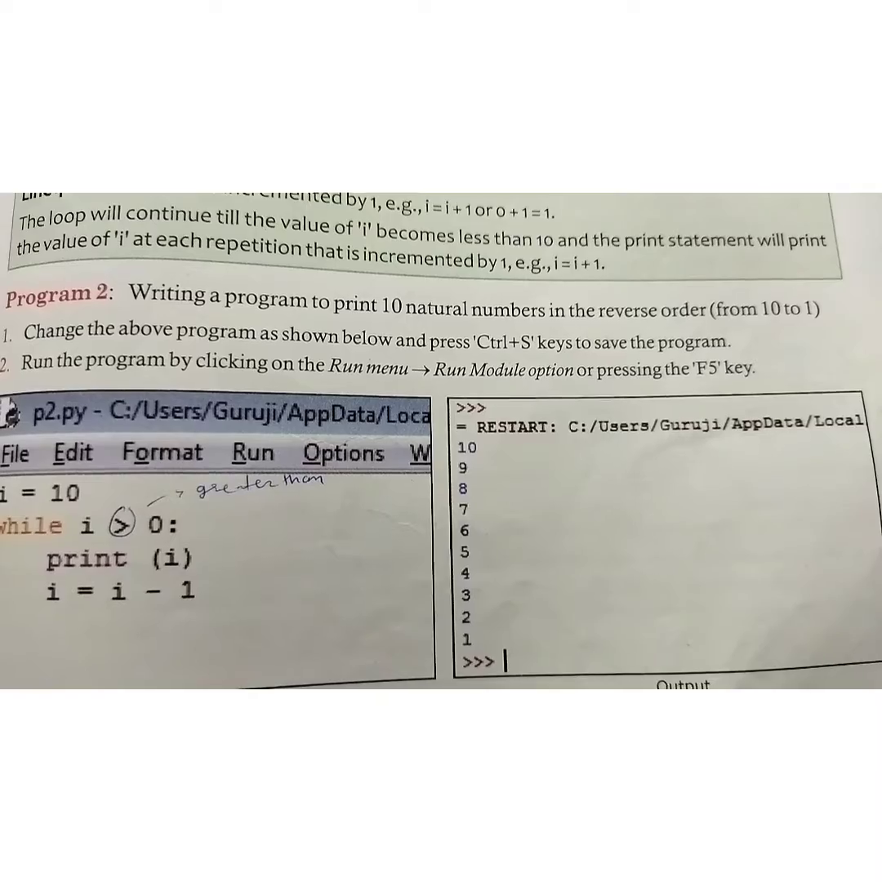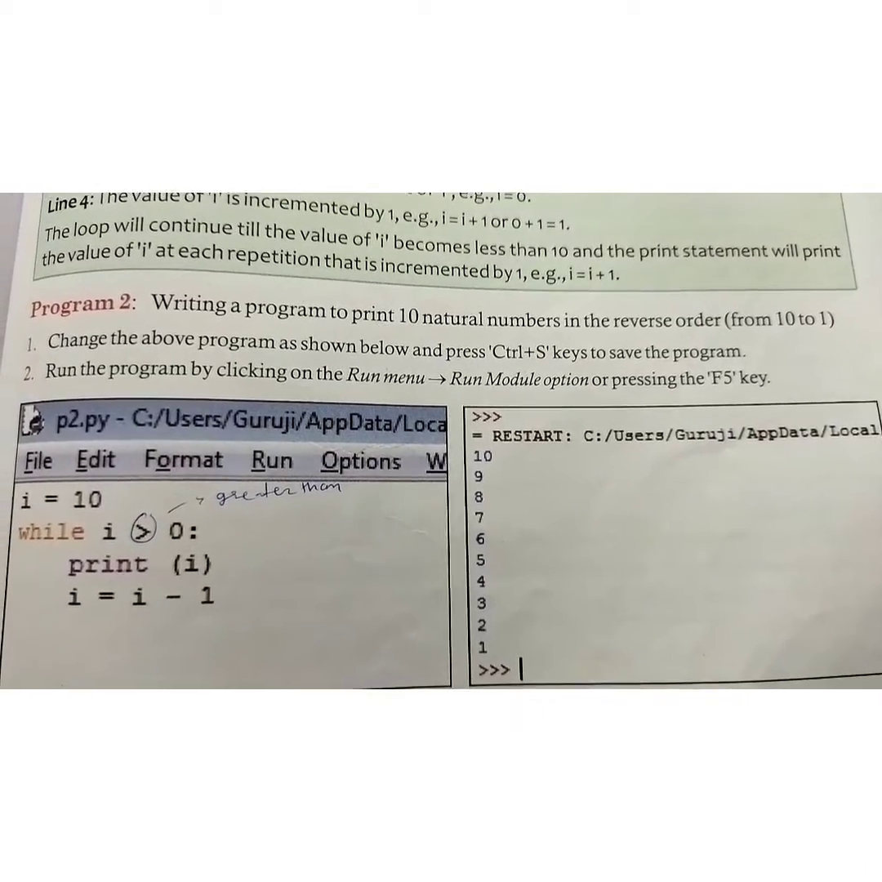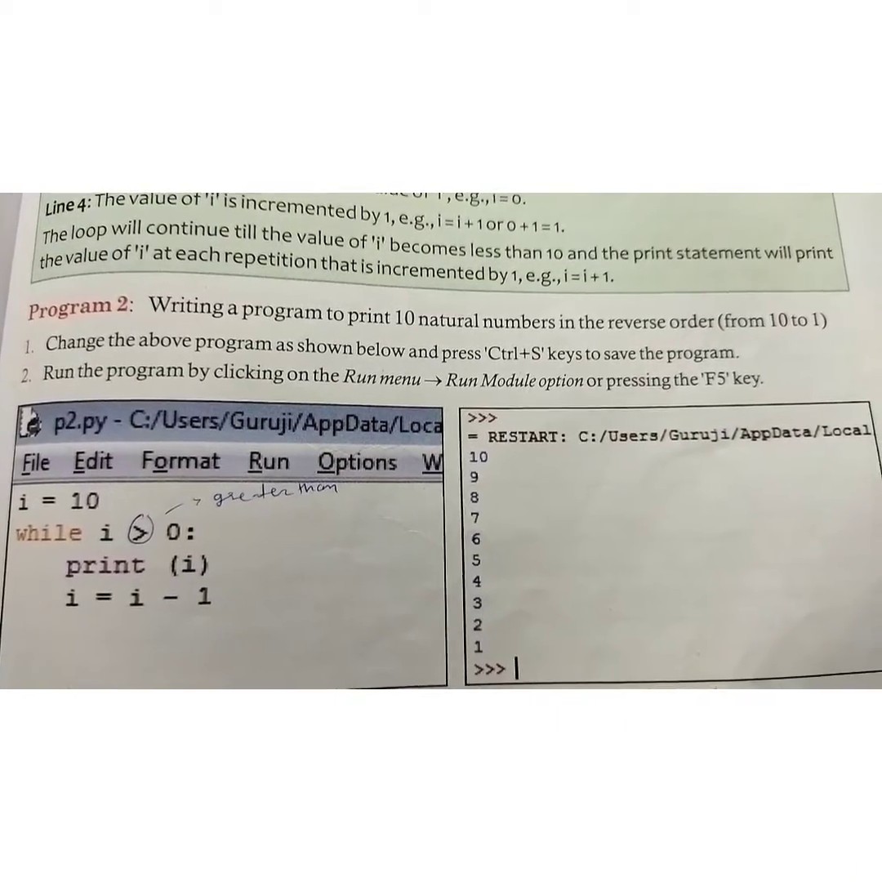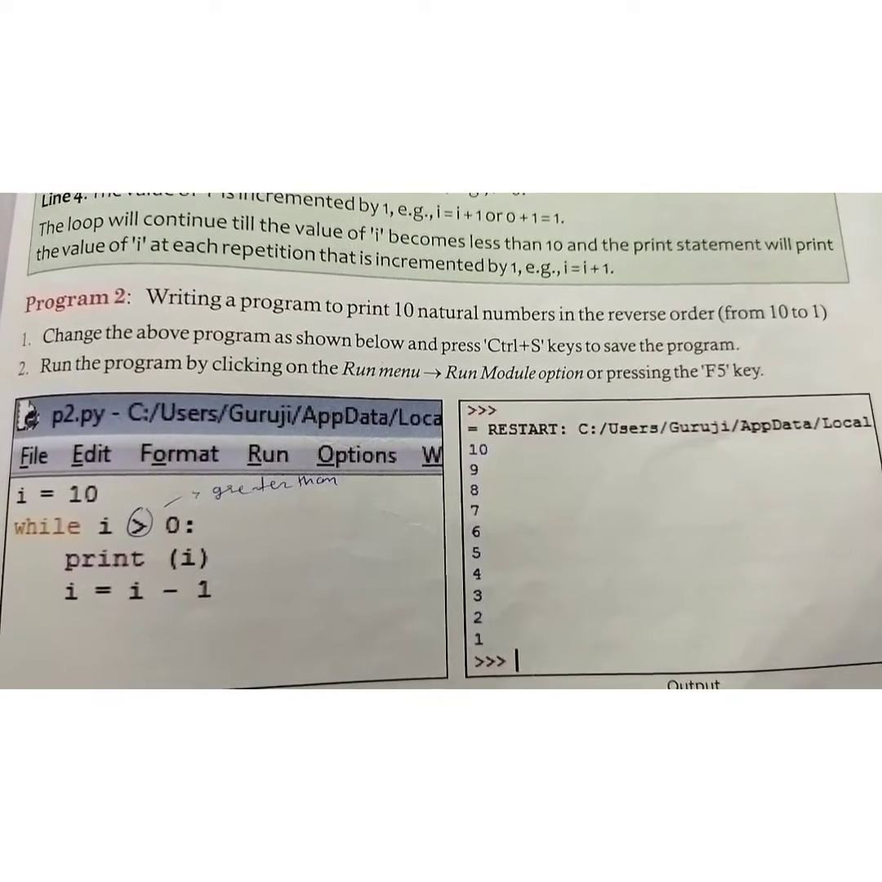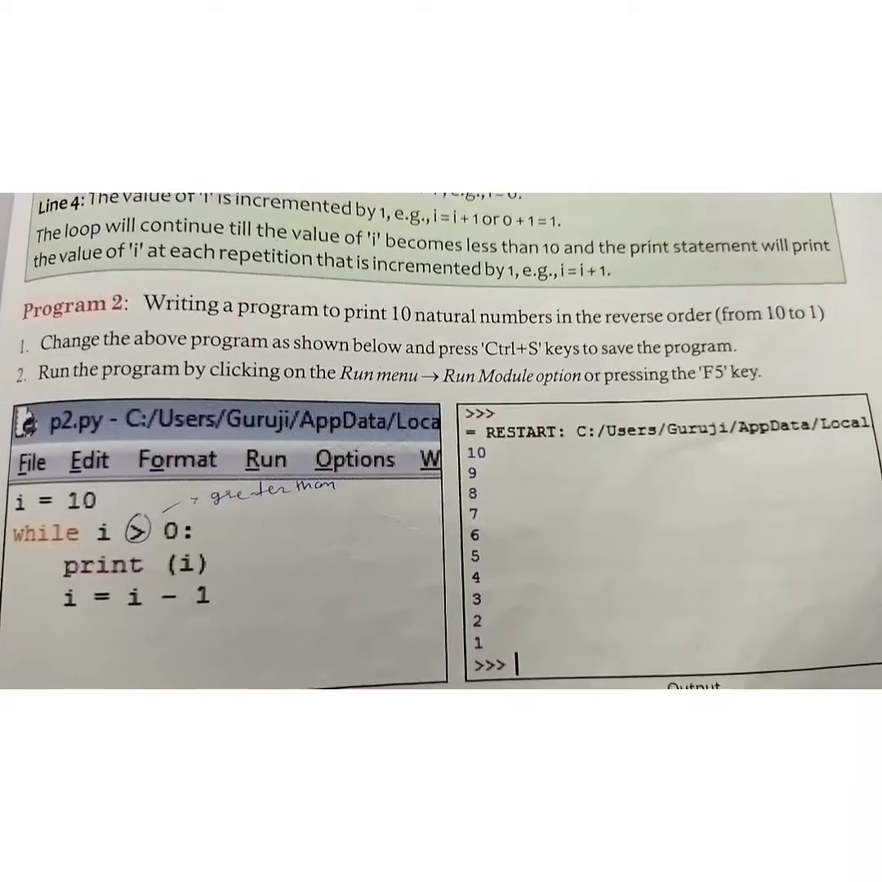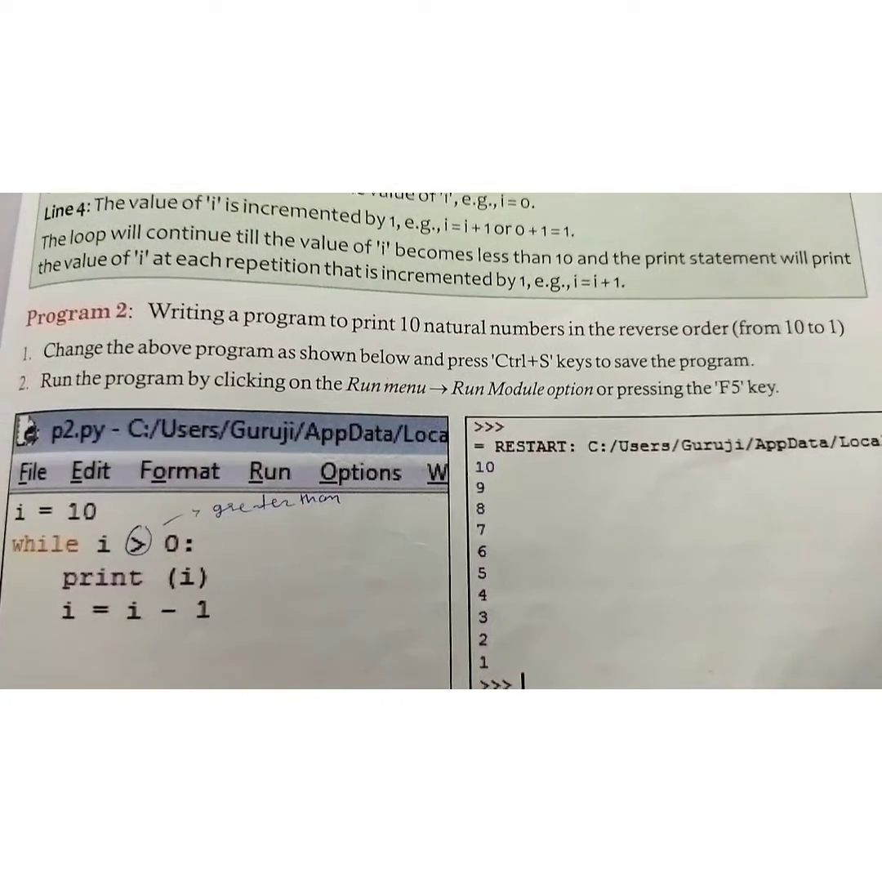Then you will see this output. Reverse order will come in your counting: 10 9 8 7 6 5 4 3 2 1. Okay, so this is the reverse order output of the program to print 10 natural numbers.